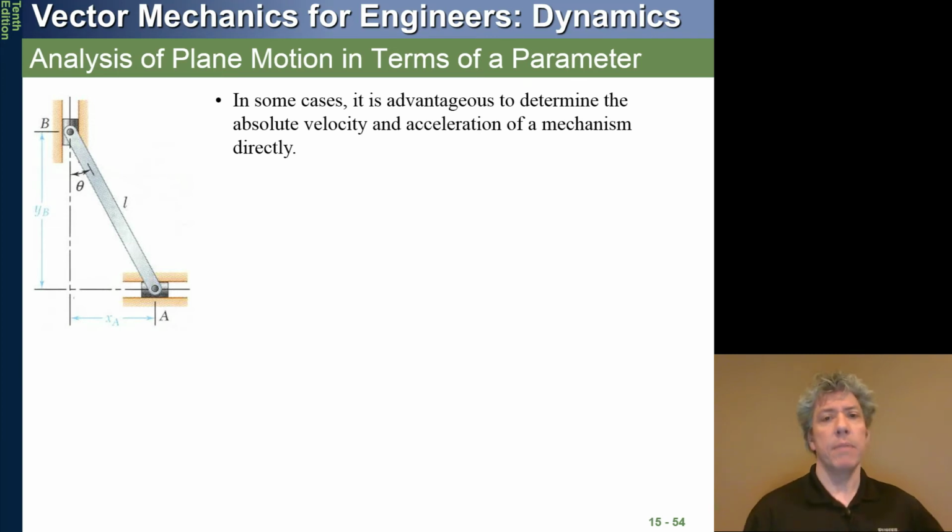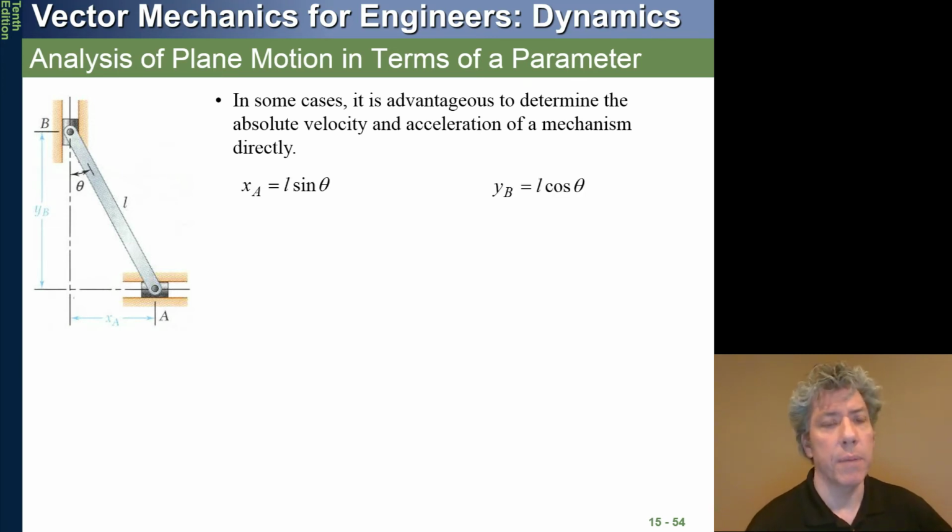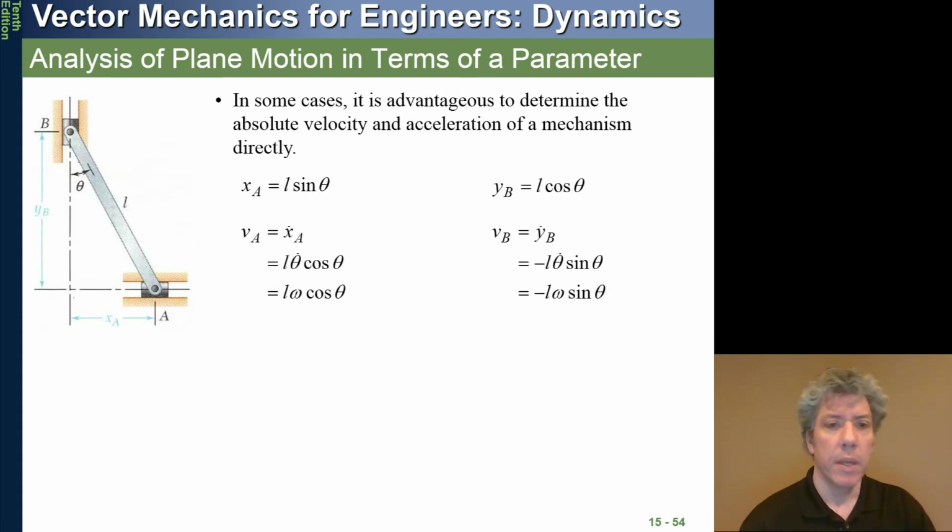Now, sometimes you can just write it down directly, and it's simpler that way. So, for example, we can write that the position of point A is equal to L sine theta, and the position of point B is L cosine theta. Then, if we simply differentiate the left and right-hand sides of both equations, we get that the velocity of A is just simply the rate of change of the position of point A. And so if the position of point A is L sine theta, then just take the derivative of it. Now, L's not changing. The sine theta is the only thing that's changing.